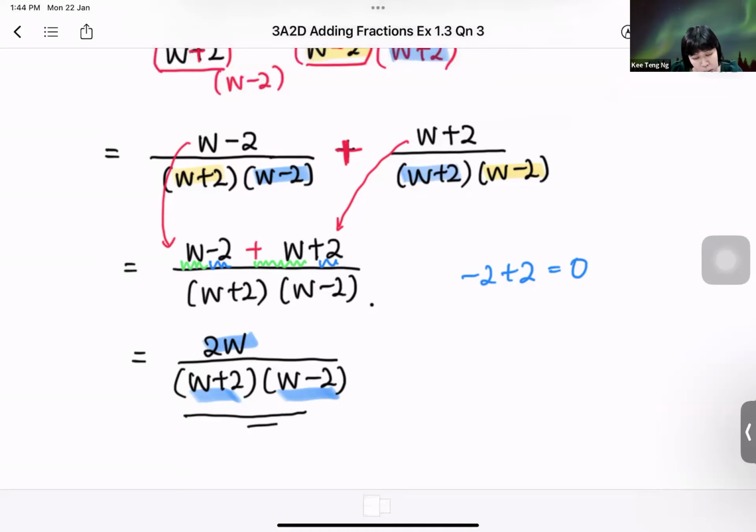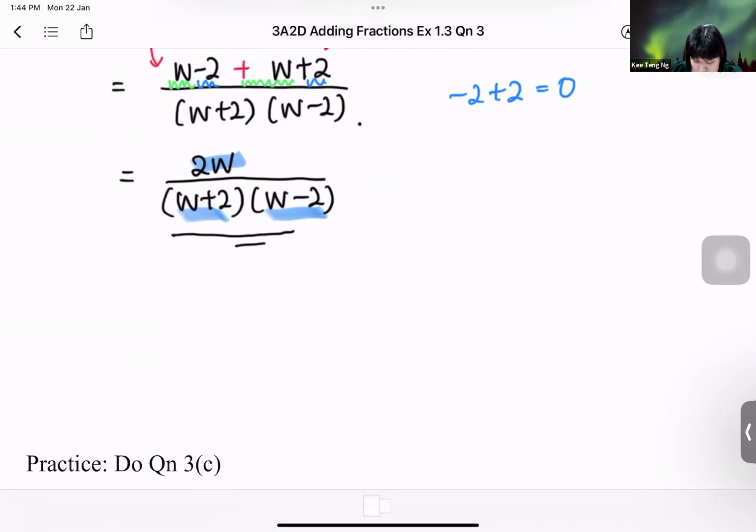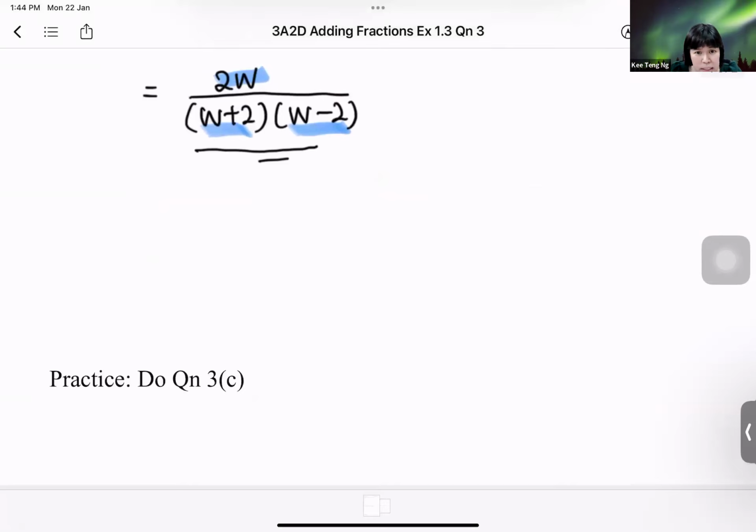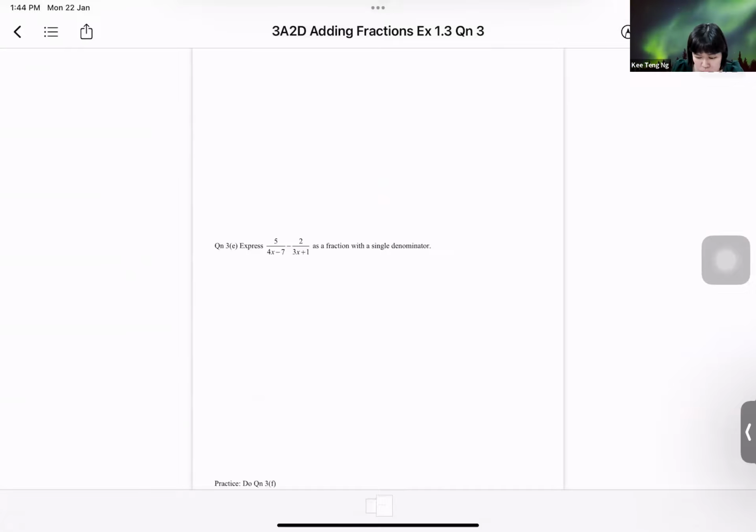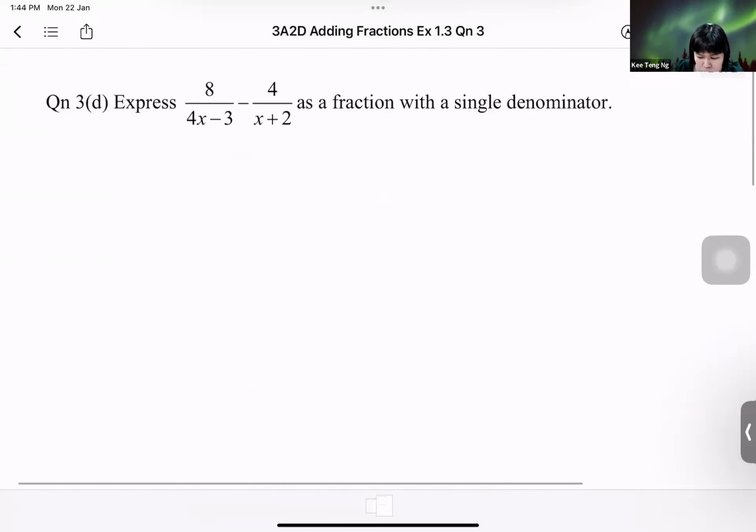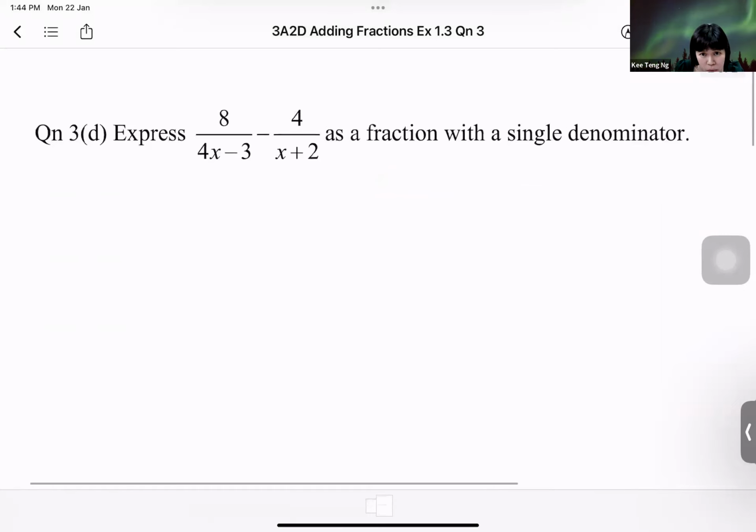If you are okay with this, then please do question 3C for your practice. I'm going to move on. Once you're done with question 3C, we're going to move on to question 3D.